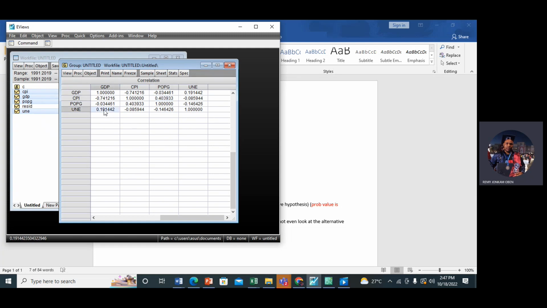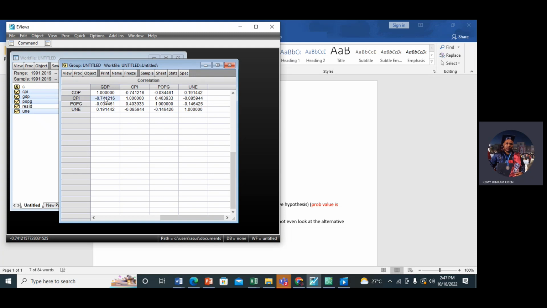If you look at this one, 0.19 is less than 0.3. So it is a weak relationship. If you look at this one, 0.4, it is between 0.3 and 0.7. So it is a medium relationship. Here 0.08, so weak relationship. Here 0.74, it is bigger than 0.7, so it is a strong relationship.